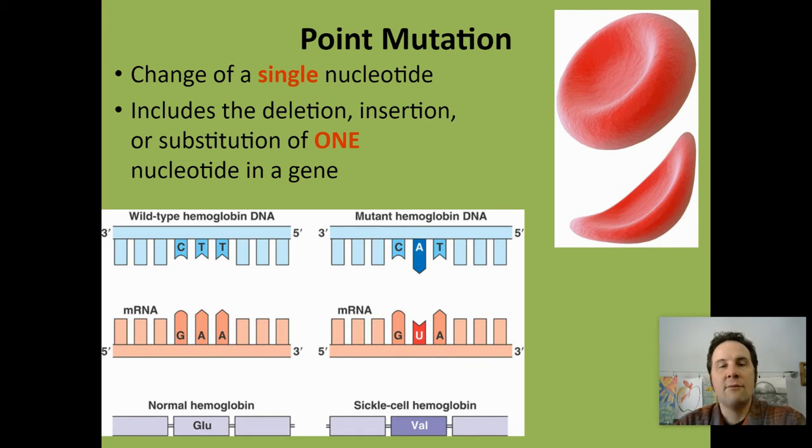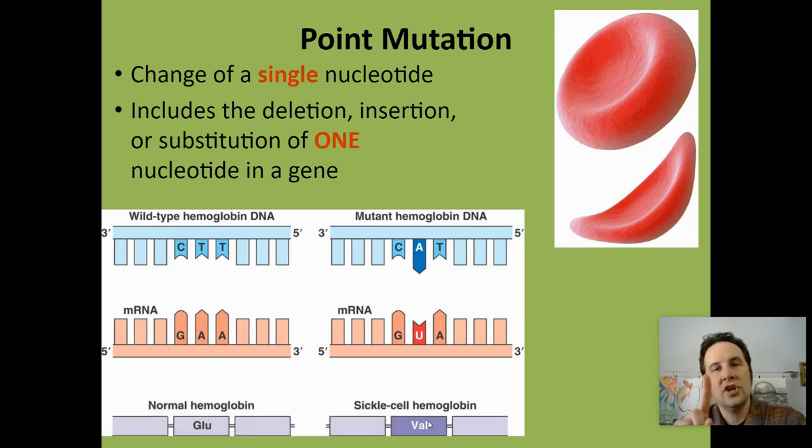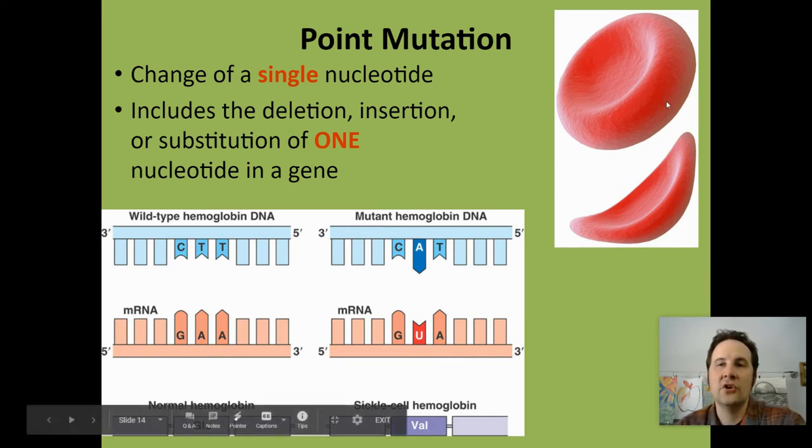But if we change that middle T in the DNA to an A, that changes the 1 letter in the mRNA to a U. We now have a completely different amino acid, valine. That 1 letter change is enough to change your normal red blood cell to a sickle cell red blood cell.